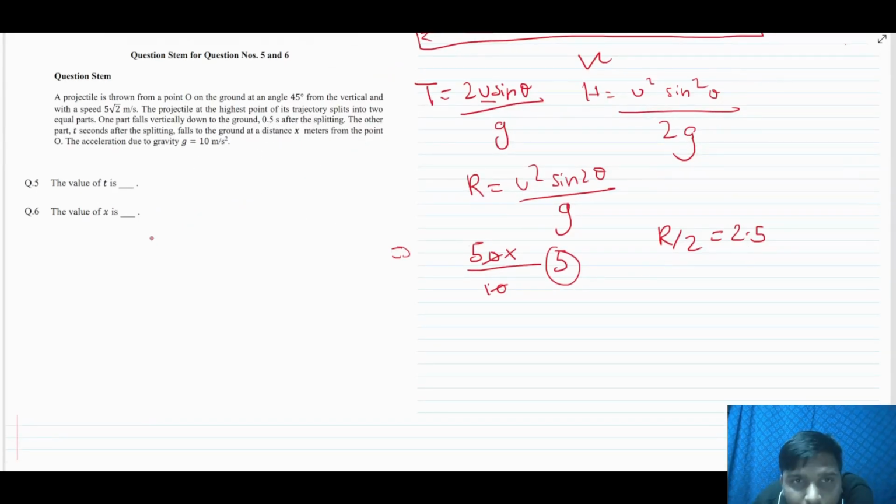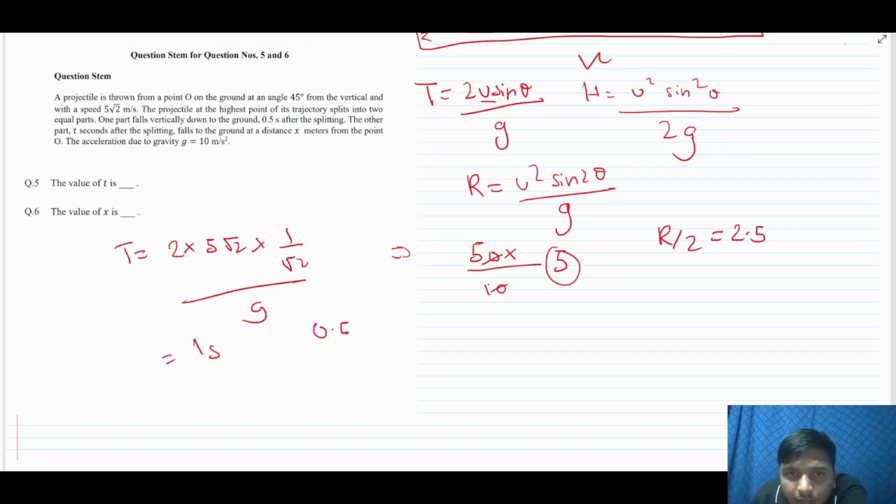So let's find what the time of flight actually is. Time of flight is 2 into 5 root 2 into sin 45, which is 1 by root 2, by g. It means the time of flight is 1 second. So if it is falling in 0.5 seconds, technically it means that the part is falling under the action of gravity only, because it takes some time to go up and some time to come back. These two combined are the time of flight. So in half the time it goes up and in half the time it comes back. So if the part comes back under the influence of gravity only, it can take half of the time of flight, that is 0.5.